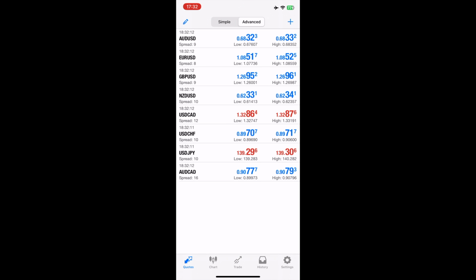Now, if you come to trade, this is where we're going to be spending quite a bit of time. As you can see, it shows what account currency I have: United States dollars, I'm trading in dollars. What is my balance? $1,000. What is my equity? $1,000. Margin 0, free margin 1,000, margin level 0.